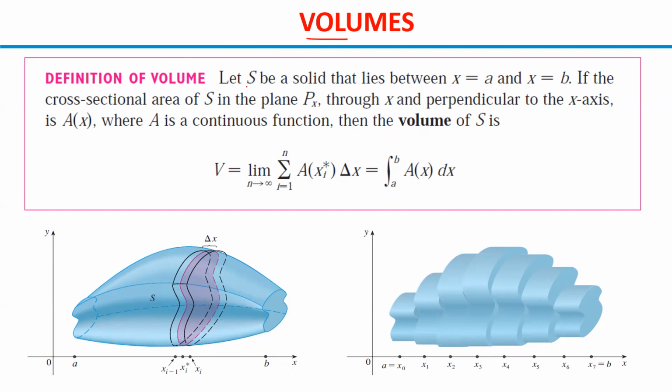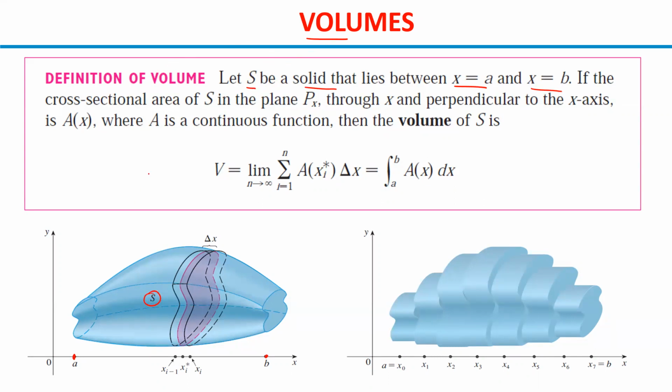It says let S be a solid that lies between x equal to A and x equal to B. You can see it here. This is A and this one is B. So this whole part is the solid region, represented by S.